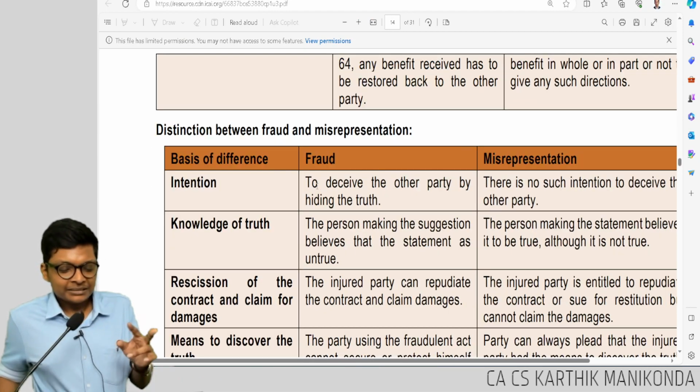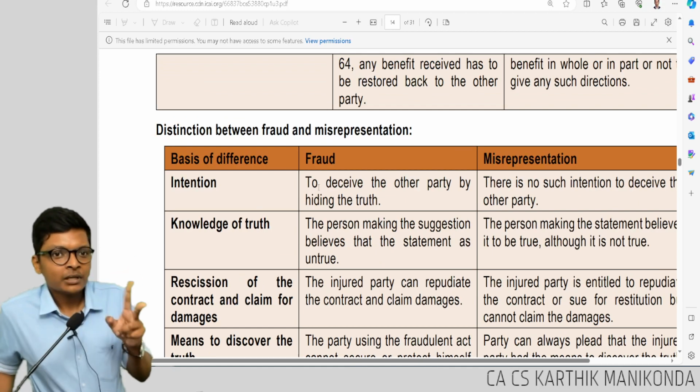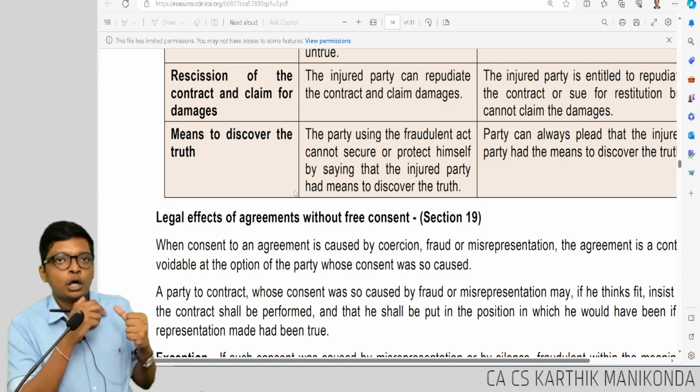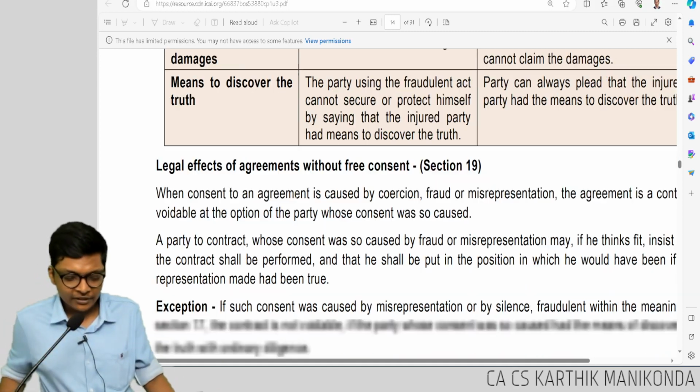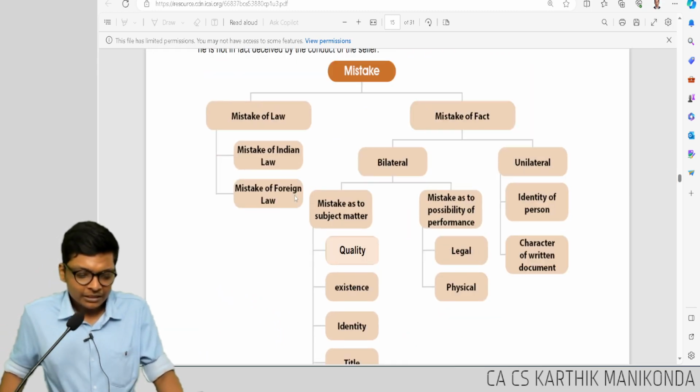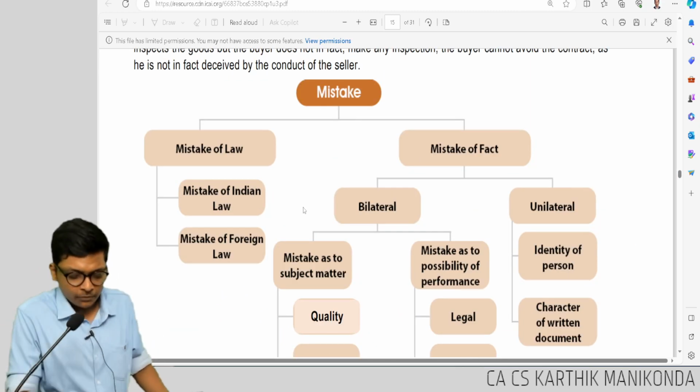In the latest exam, June 23, they asked the difference between fraud and mistake, and the difference between void and voidable contract, so they won't ask that this time. Mistake, it's a simple chart. Let me use this itself to save time.